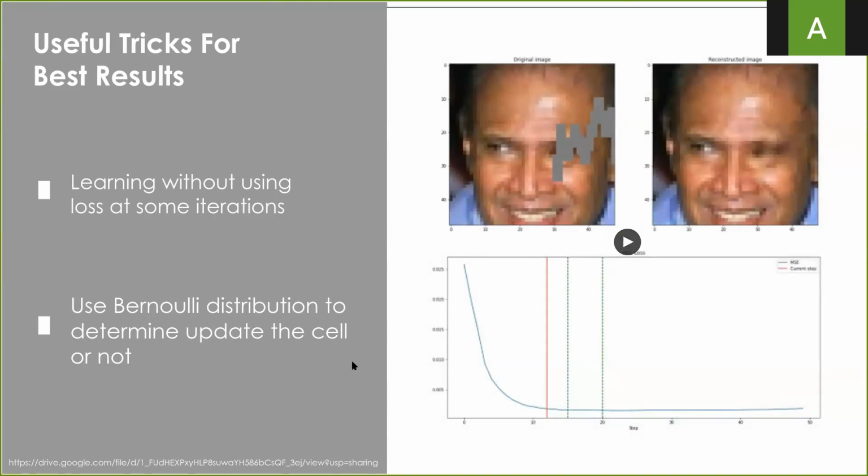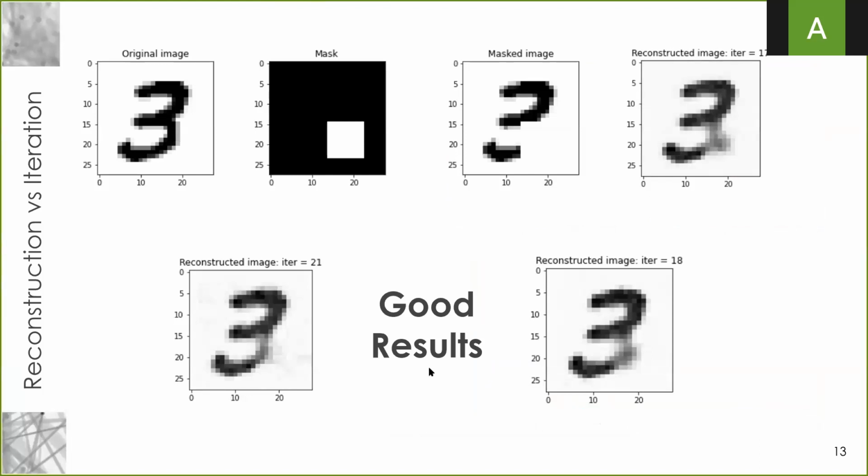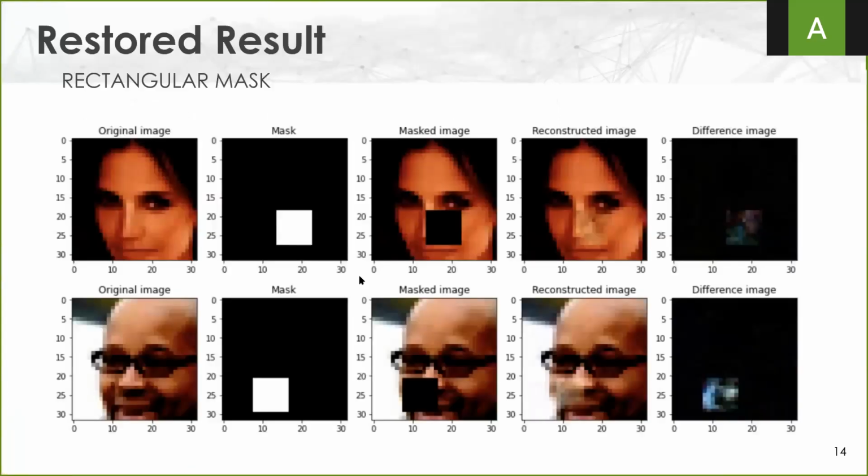Okay, let's move on. Here you can see the reconstruction of the image by iteration. We see that good results are obtained in iterations 21 and 18. Iteration 21 is the best reconstruction of the image.